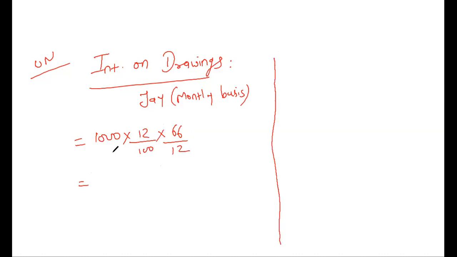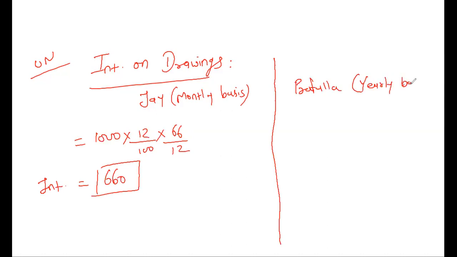660 आ रहा है सर. So it comes to 660. For Jai, interest on drawing is 660. Similarly, for Prafulla, you can calculate interest on drawing on yearly basis. What is monthly basis? What is yearly basis? That you have to go in first chapter.